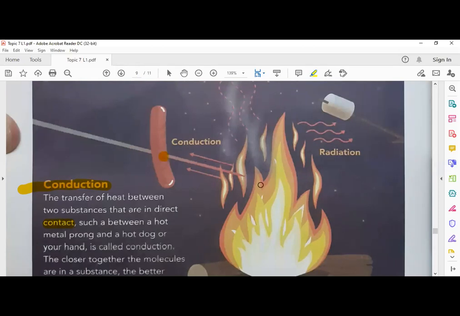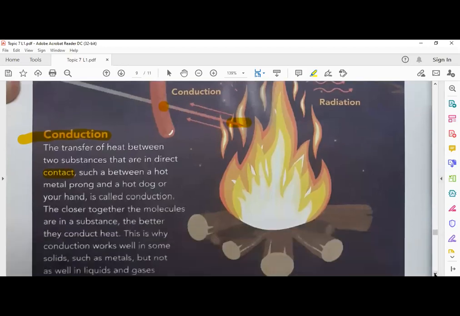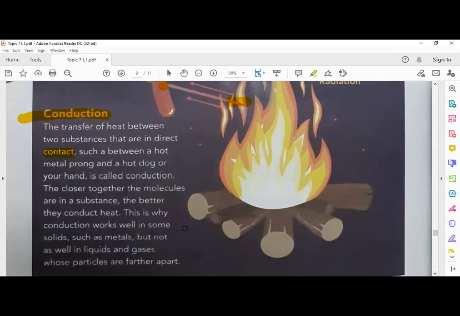Also, heat moves from the campfire here to the metal by conduction. They are in contact. Conduction occurs mostly in solids because the particles in solids are close together. And the closer together the molecules in a substance, the better they conduct heat. This is why conduction works well in some solids like metals.